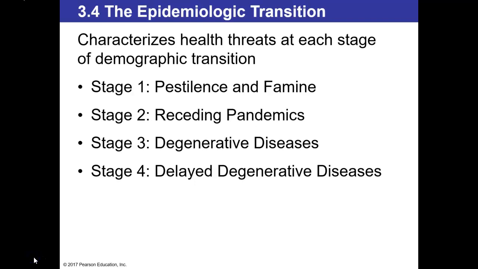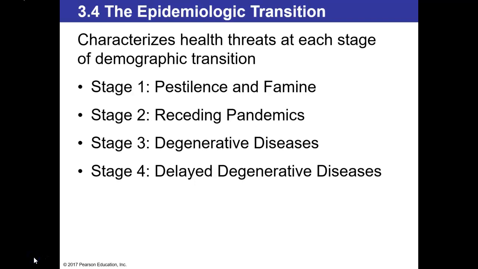Getting into stage 2 of the epidemiologic transition, we're looking at receding pandemics. That means that pandemics still exist, but they're not as deadly or lethal. When we think of a pandemic, that's a disease that occurs over a wide geographic area and affects a high proportion of the population. Because in stage 2, we saw improved sanitation, nutrition, and medicine because of the Industrial Revolution, this reduced the spread of infectious diseases.